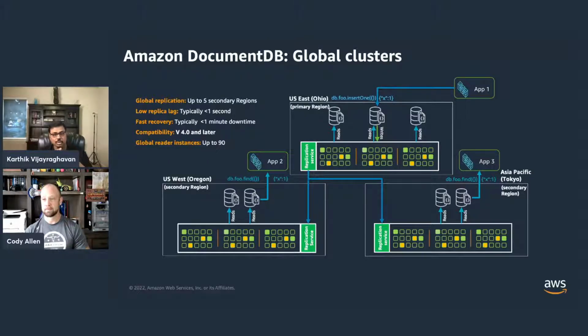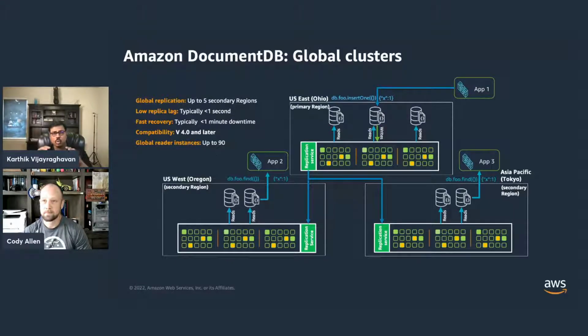So Amazon DocumentDB global clusters allows you to replicate data up to 5 secondary AWS regions, not 1, 2, but up to 5 secondary AWS regions. So you can have 1 primary region and 5 secondary. Obviously, I couldn't fit 5 regions in one slide, so I just chose to do 2 regions here, Tokyo and Oregon.